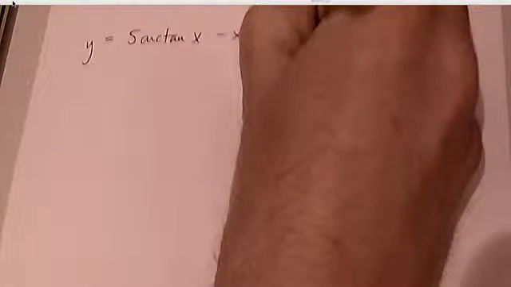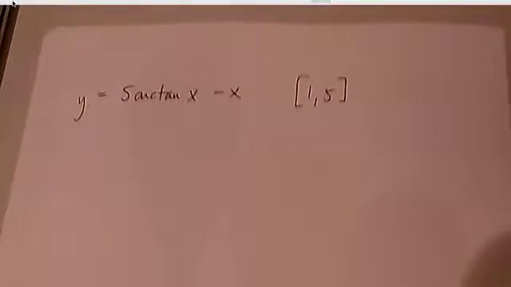Okay. Now, let's go ahead and do one more example really quickly before we sort of adjourn for this section in the book. So we have y is equal to 5 arctan x minus x, and we're going to limit it from 1 to 5, okay?